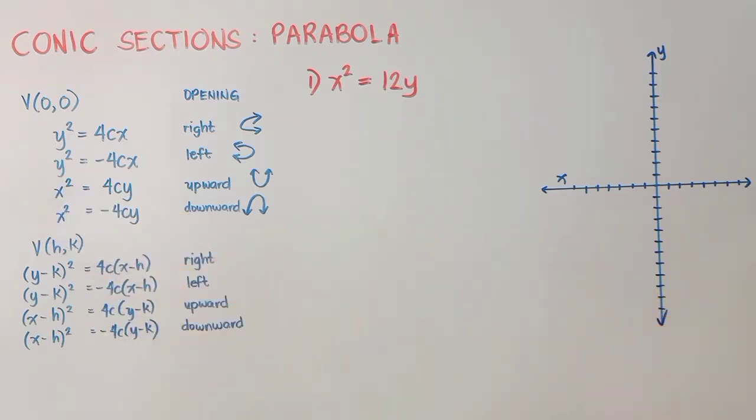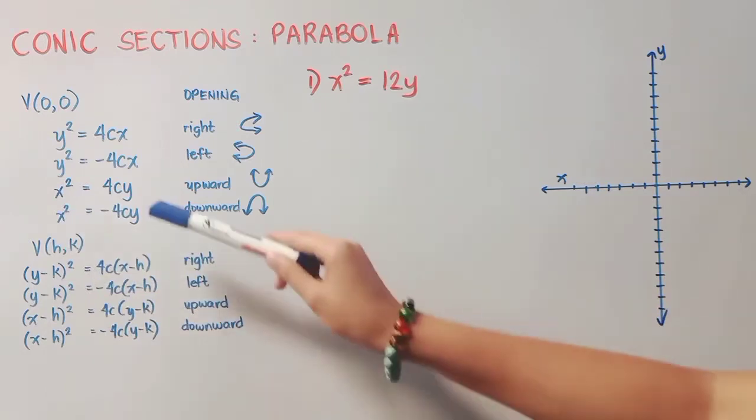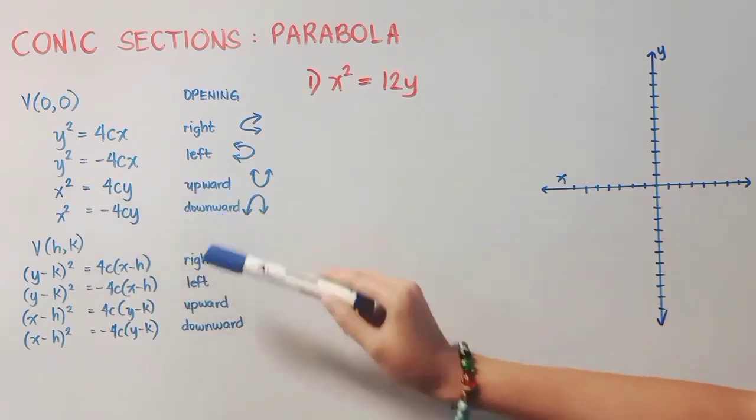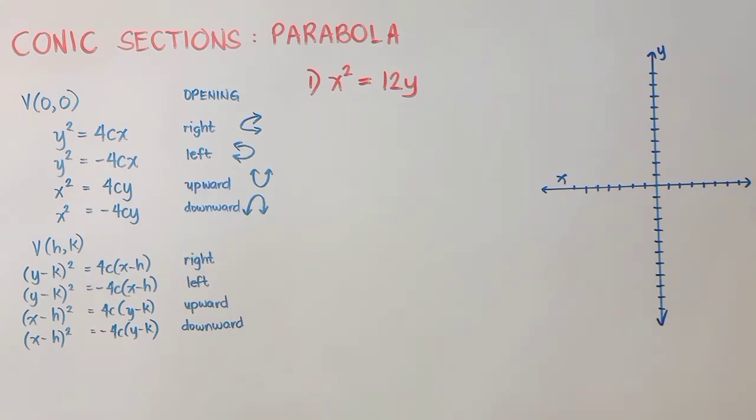Now in terms of x squared here, if it's positive, the parabola opens upward. If it's negative, it opens downward. Same here below, we just place h and then k. If it's positive, it still opens upward. If it's negative, it opens downward.